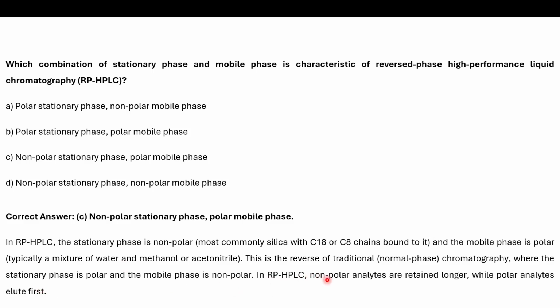In RP-HPLC, the non-polar analytes are retained longer while polar analytes elute out of the column first. So the correct answer to this question will be non-polar stationary phase and polar mobile phase.